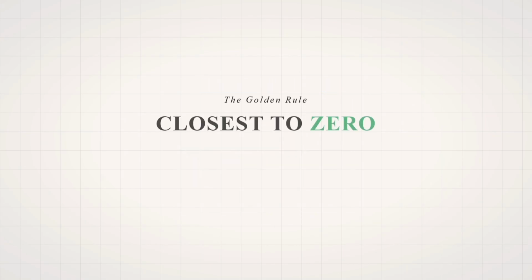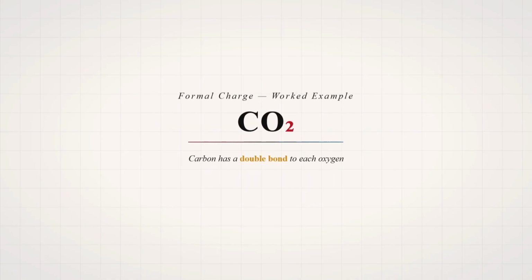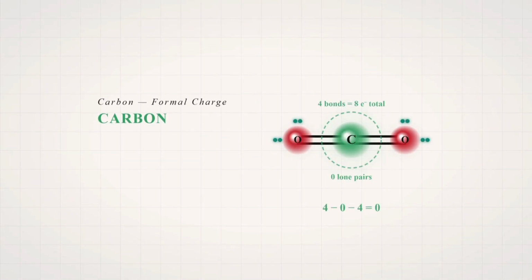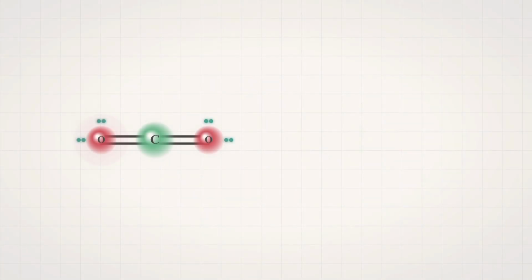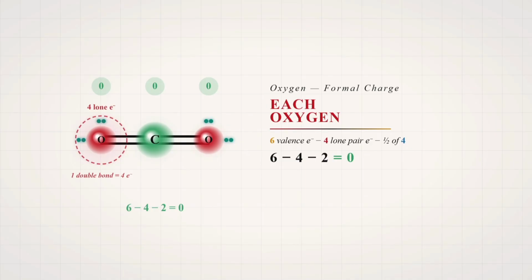The best Lewis structure is the one where formal charge is closest to 0, and where any charges that do exist match the actual charge of the molecule or ion. Let's try it with CO2. Carbon has a double bond to each oxygen. Carbon's formal charge: 4 valence electrons minus 0 lone pair electrons minus half of 8 bonding electrons equals 4 minus 0 minus 4 equals 0. Perfect. Each oxygen, 6 minus 4 minus half of 4 equals 6 minus 4 minus 2 equals 0. All formal charges are 0. This is a great Lewis structure.